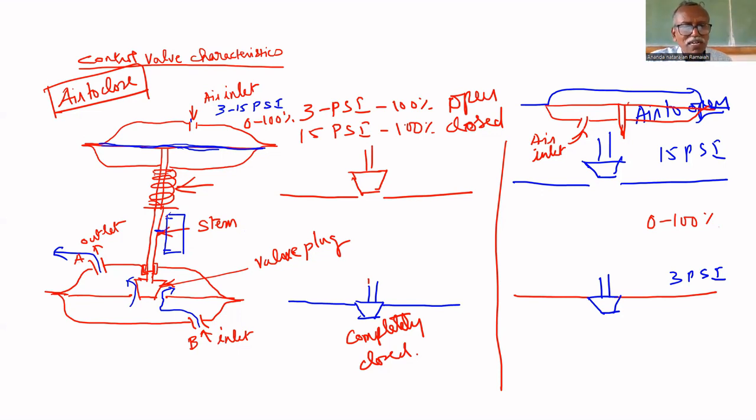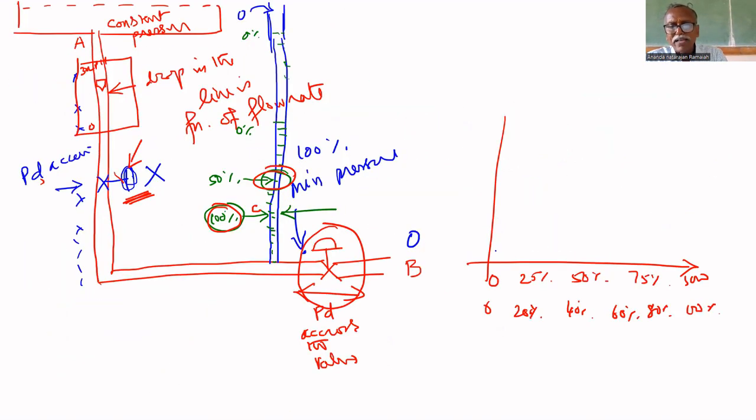So you can see the opening here in the scale. This is the stem position scale. How to vary the opening? An air regulator is given to vary the air inlet. By adjusting this, you can vary the opening. You cannot move the stem manually yourself. By applying pressure, we can move the stem, so that for different openings, we get the flow rate.